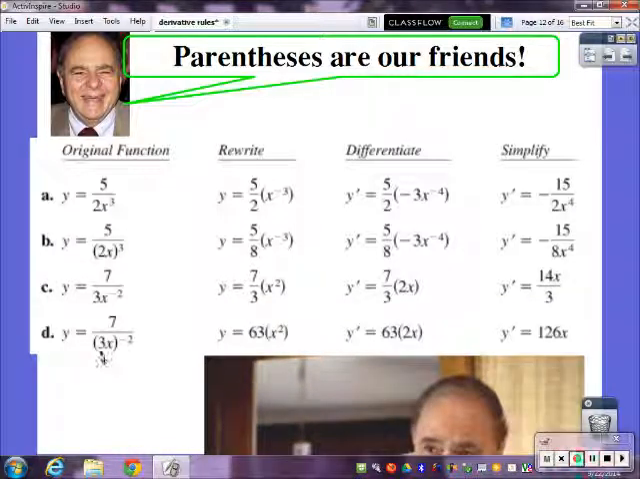And then a similar thing here with d, where the parentheses are now around 3x, so that means 3 is being raised to the negative 2 as well as x. So 3 to the negative 2, well, 3 squared is 9, and it's negative, so it moves to the numerator, so 7 times 9 is 63. And then x to the negative 2 would move to the numerator. So you just end up with 63x squared, which makes this a lot easier to find the derivative of.